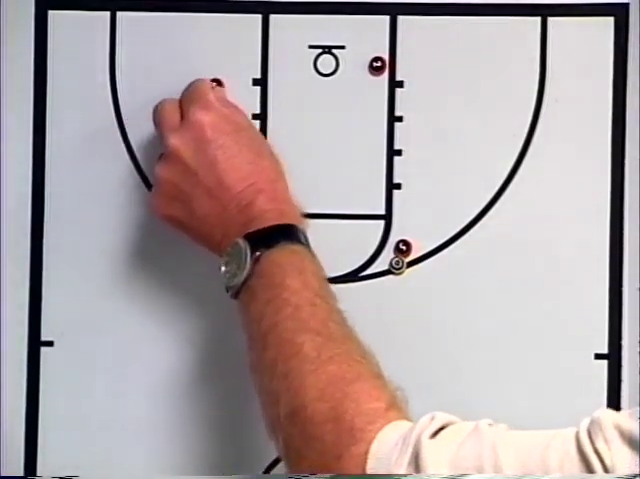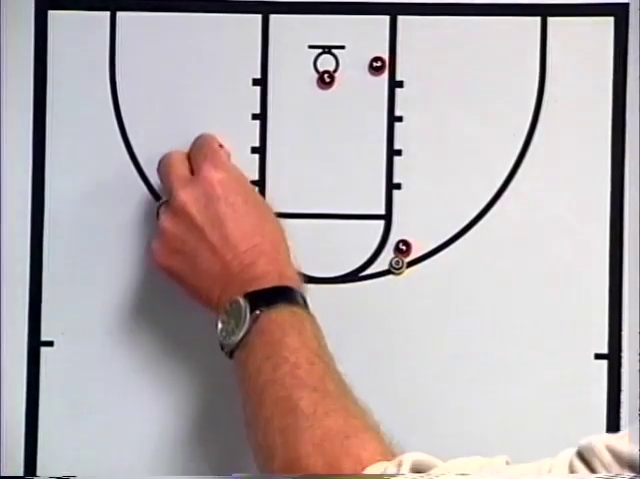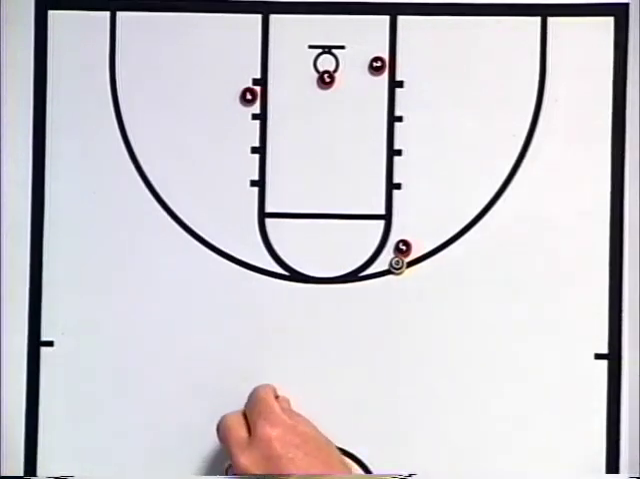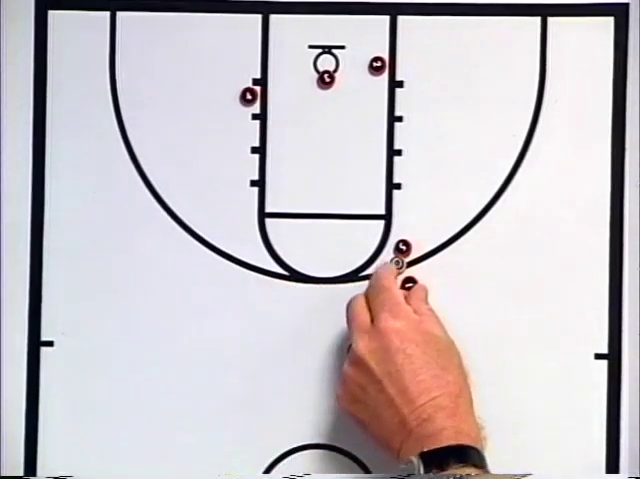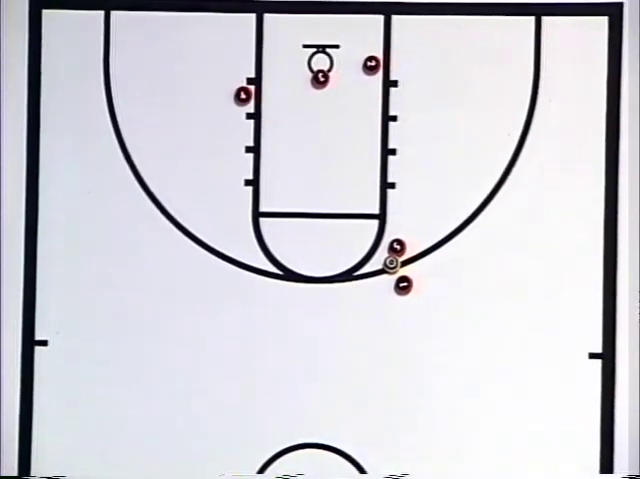This wing will come over and set a first screen right underneath the basket. The postman will set the second stagger screen. Our point will go away and then come to receive a handoff from the postman in a little two-game action.